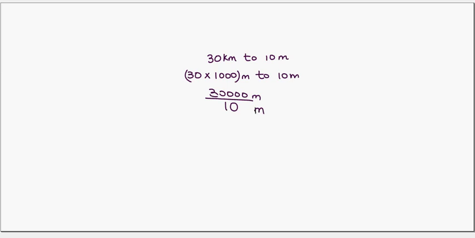Now what happens? 10 into 10, 1. 10 into 30,000 is 3,000. Meters cancel out with meters, right? So your answer would be 3,000 over 1. You cannot leave out the over 1 because they want a fraction. A fraction must have a numerator and a denominator. So if you wrote 3,000, it wouldn't be correct. It has to be 3,000 over 1.